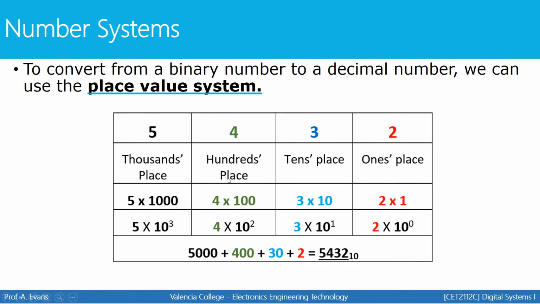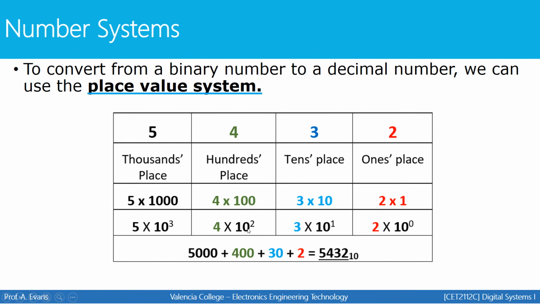So let's take each one of these place values a step further. I'm going to replace each digit in the place value with an exponent of 10. So instead of saying 2 times 1, I'm going to say 2 times 10 to the 0 power, because 10 to the 0 power is 1. Instead of saying 3 times 10, I'm going to say 3 times 10 to the first power. Instead of saying 4 times 100, I'm going to say 4 times 10 to the second power, and so on.